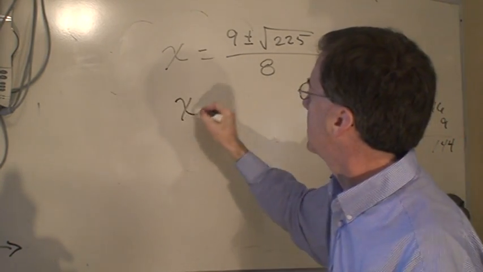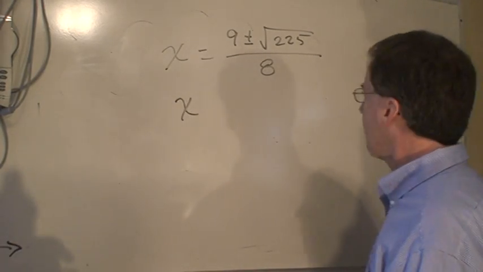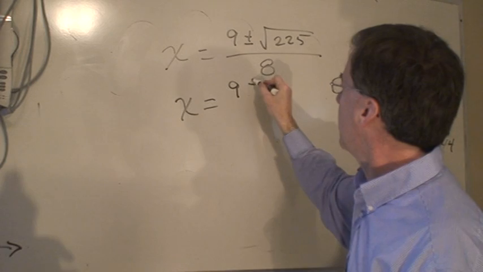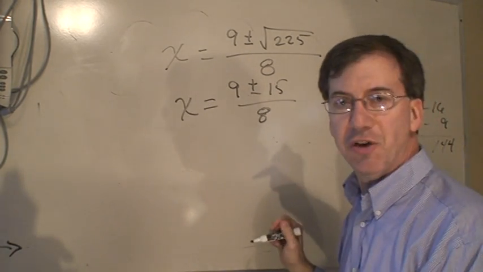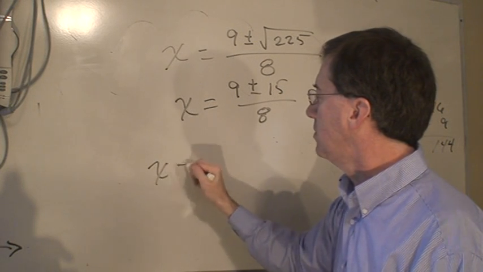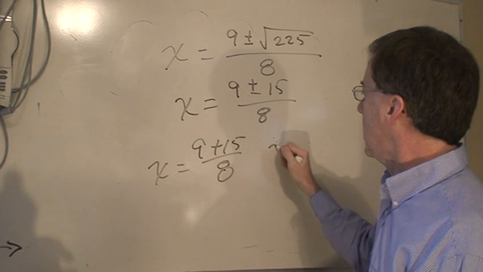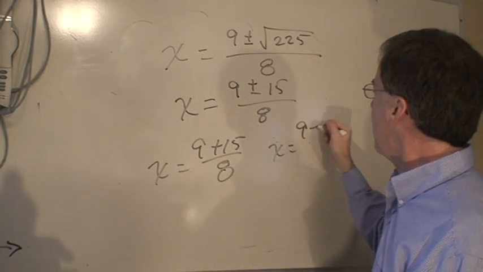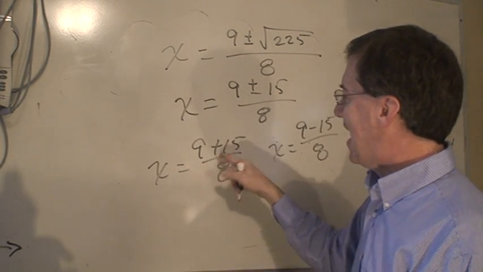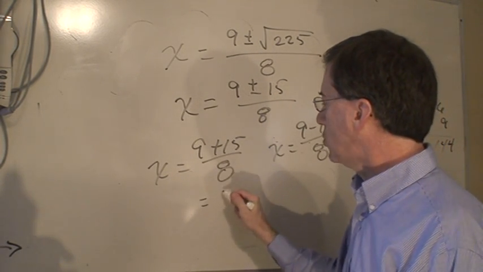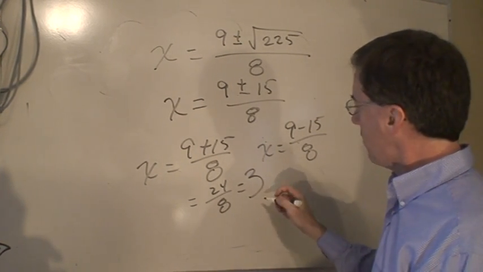So I have x equals 9 plus or minus 15 over 8. That tells me I have to do both. So x is equal to 9 plus 15 over 8, and x equals 9 minus 15 over 8. So 9 plus 15 is 24. 24 over 8 is equal to 3. There's one of my answers.